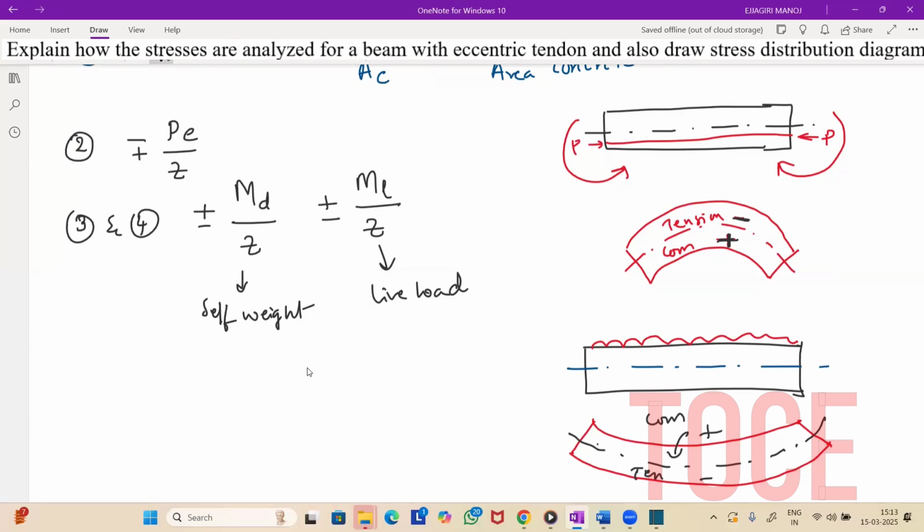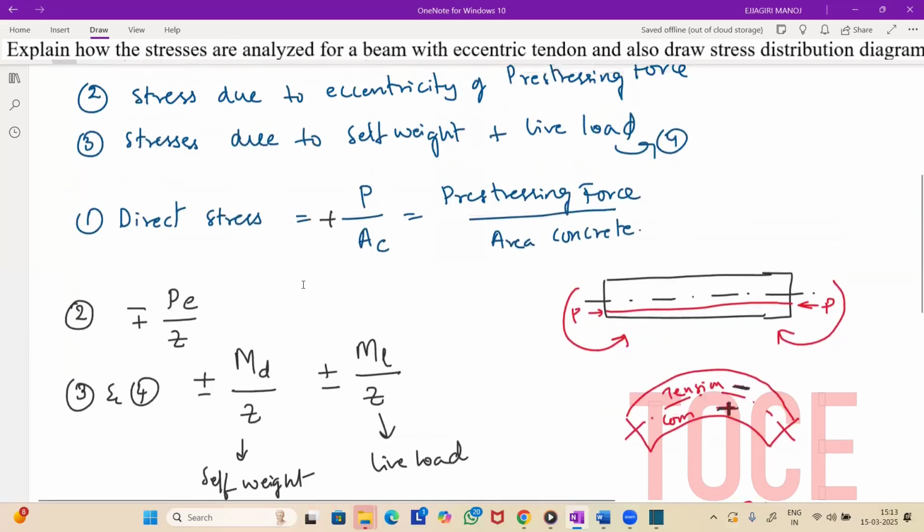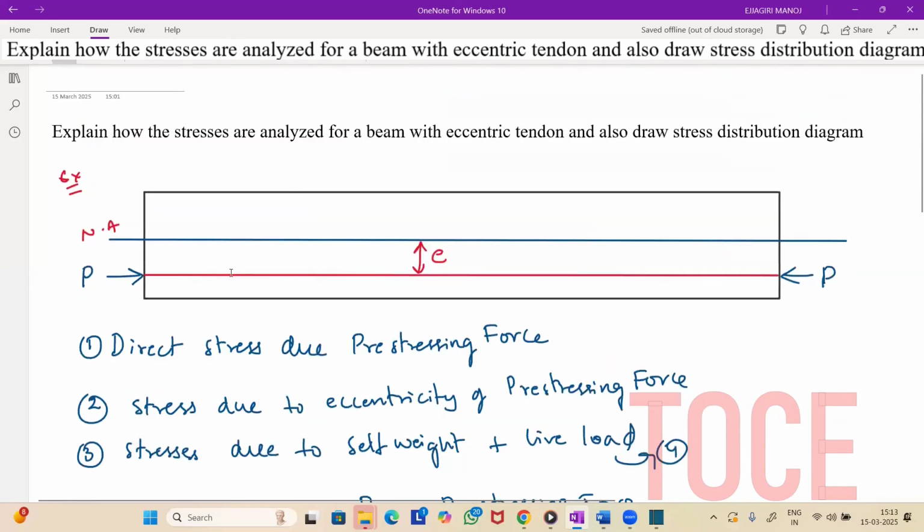I will take plus if I want to calculate stress above the neutral axis. I will take minus if I want to calculate the stress below the neutral axis. Okay, so this is how I'm going to calculate the stresses, if the tendon is straight and having some eccentricity with the neutral axis.